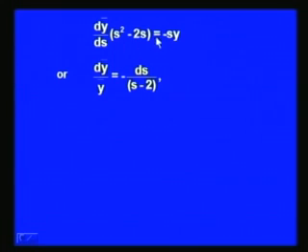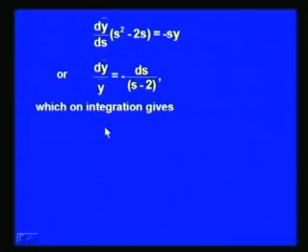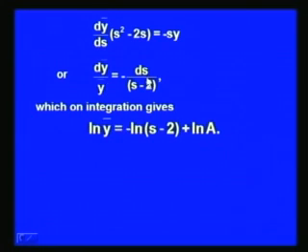So, we can now separate the variables y bar and s, and we get dy bar over y bar equal to minus ds over s minus 2. Now, on integration what we get is ln y bar equal to minus ln of s minus 2 plus ln a, which gives us y bar equal to a over s minus 2.